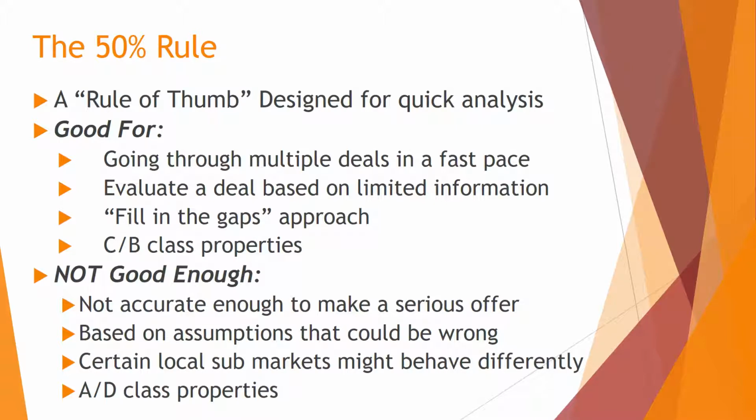What it's not good enough for: it's not accurate enough to make a serious offer. It's based on assumptions that might be wrong, and in certain local submarkets, the market might behave differently, right? And it's definitely not good enough for A class and D class properties because they have different dynamics.